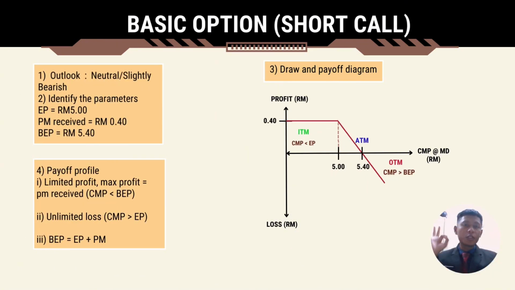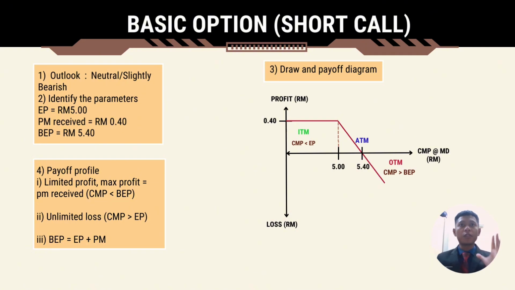We're going into the third question, which is the short call. For the first step, we look at the outlook, which is neutral or slightly bearish. For the second step, we identify the parameters. The EP is 5 ringgit and the premium received is 40 cents. For the BEP, we add both the EP and the premium received, which is 5 ringgit and 40 cents. For the third step, we draw the payoff diagram.